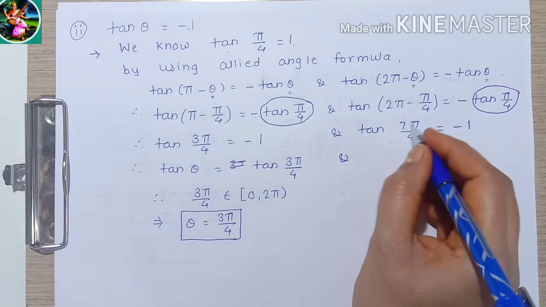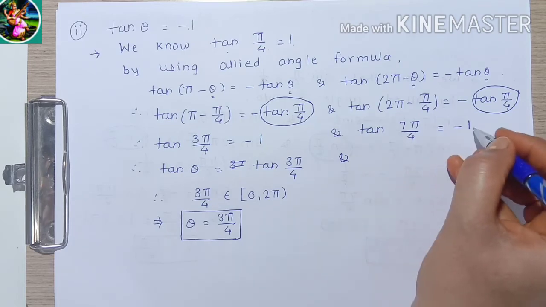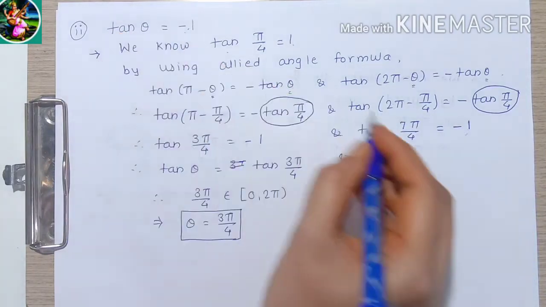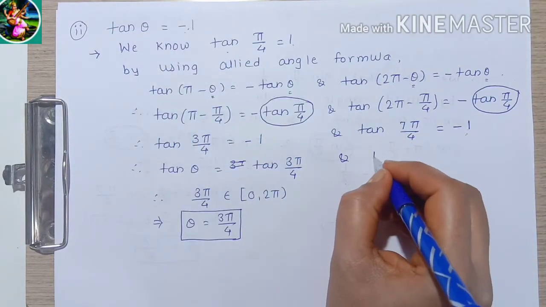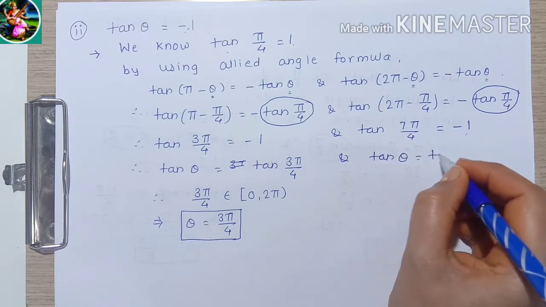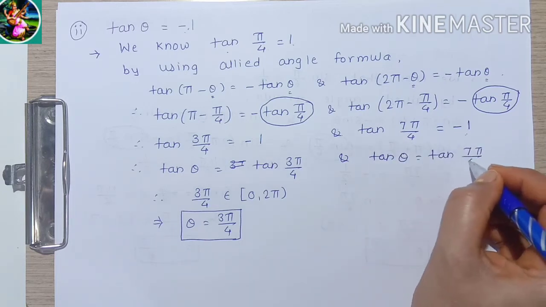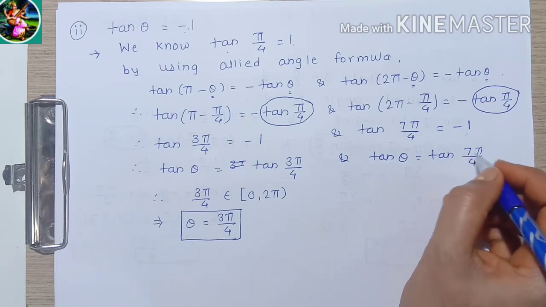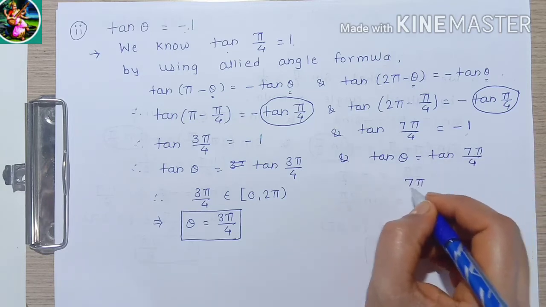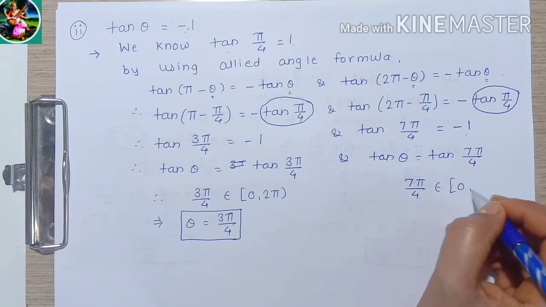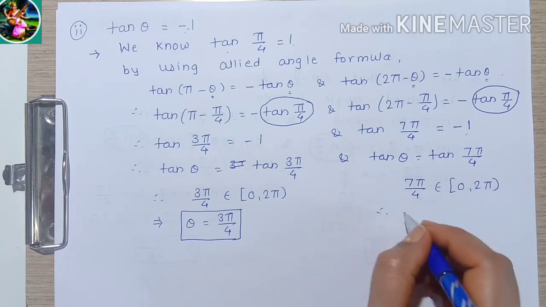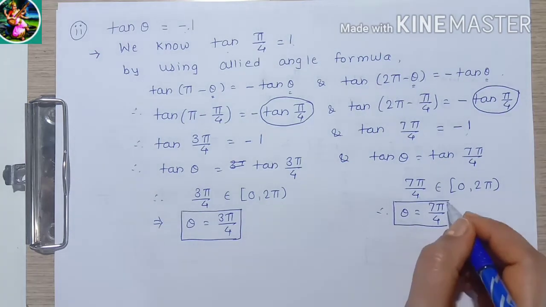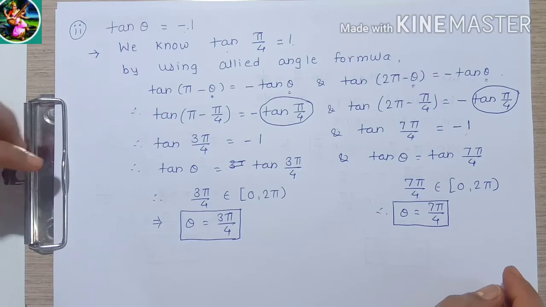And here tan of 7 pi by 4 is equal to minus 1. The right hand sides of these two equations are equal. We write the equality of their left hand sides, that is tan theta is equal to tan of 7 pi by 4. And that 7 pi by 4 is also less than 2 pi and greater than 0, that is 7 pi by 4 lies between 0 to 2 pi. Therefore, theta is equal to 7 pi by 4 is also a principal solution for the given trigonometric equation.